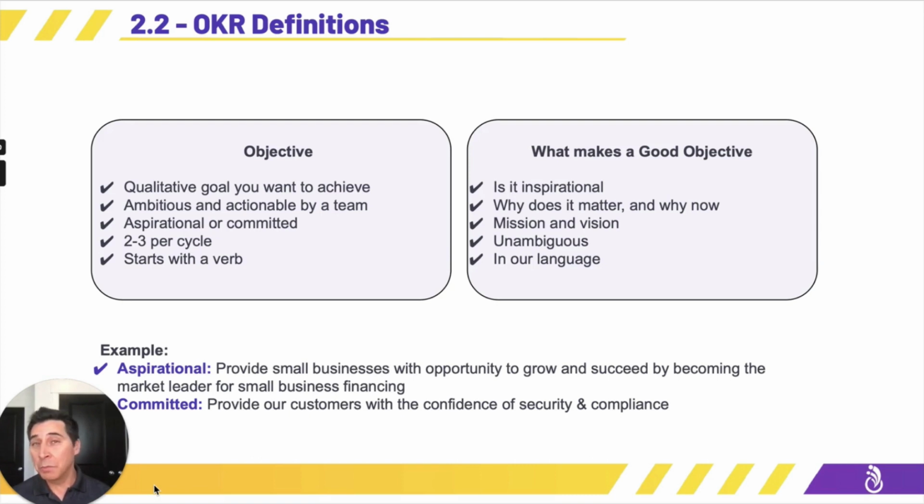And it comes in two flavors, aspirational or committed. And typically you want to limit your OKRs to around 2 to 3 per cycle. You can adjust that depending on the maturity of your OKR program. And if you're new to OKRs, you'll probably want to err on the side of caution. Less is more when you're new to OKRs, and so you'll probably want to limit your OKRs to around 1 to 2 per cycle for the first couple of cycles.